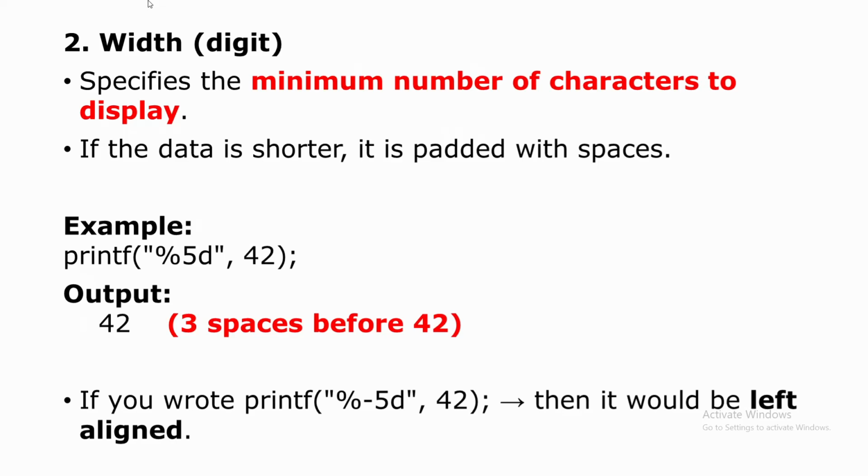Look at the example printf("%5d", 42). Here the number 5 indicates that the output should occupy at least 5 character positions. Since the value 42 contains only 2 digits, the compiler automatically adds 3 blank spaces before the number. So the output appears as 3 blank spaces, then 42.